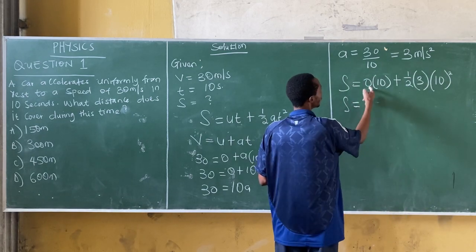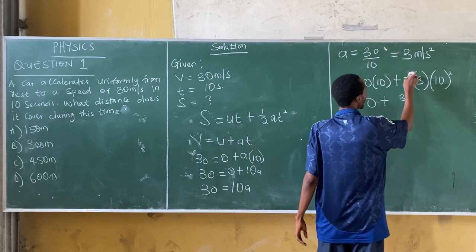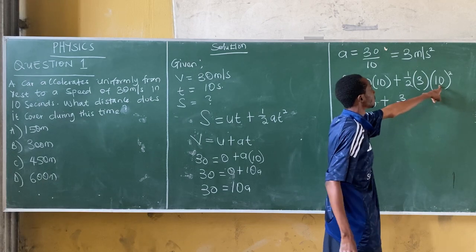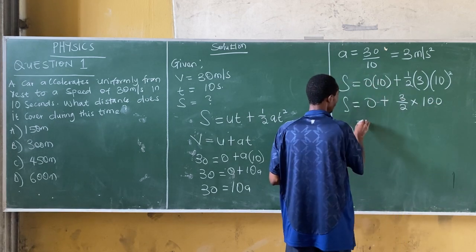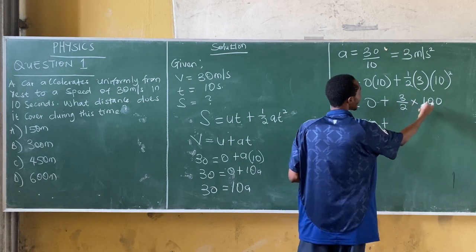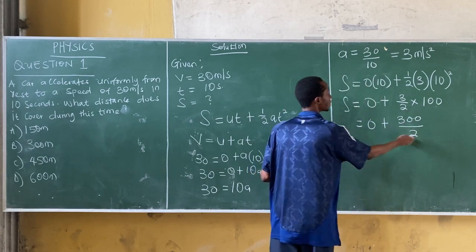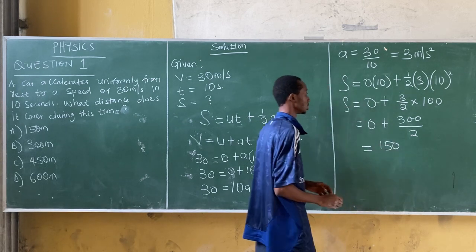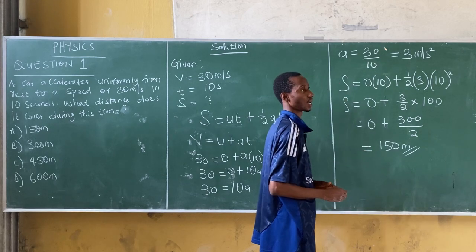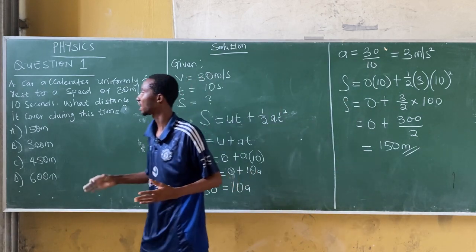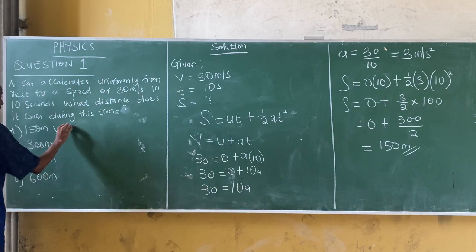The distance is equal to 0 times 10 is 0 plus, this is the same thing as 3 times 1 is 3 over 2 times 10 raised to power 2, which is 10 times 10, to give us 100. This is equal to 0 plus 3 times 100 will give us 300 over 2. So 300 over 2 will give us 150. Don't forget, distance is measured in meters. So this is 150 meters. This is our final answer. Therefore, from the options, the final answer for this question is A, 150 meters. So option A is the correct answer.